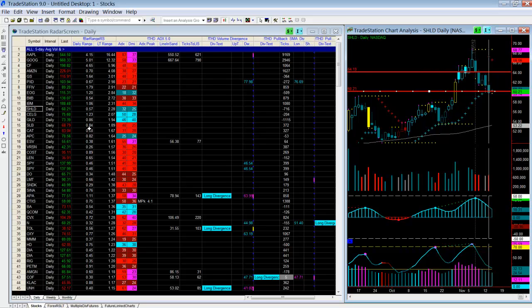The daily range is not an average at all. It is what it has made currently from high to low.